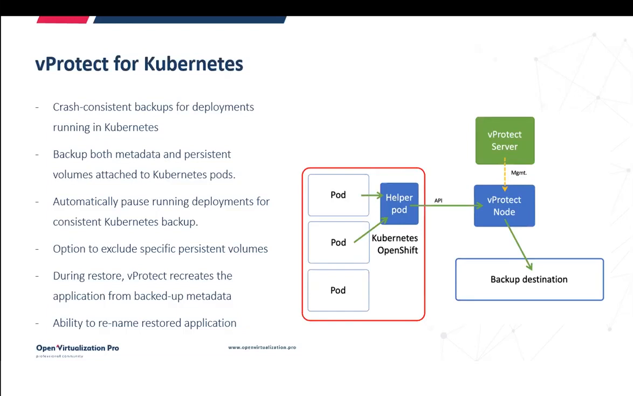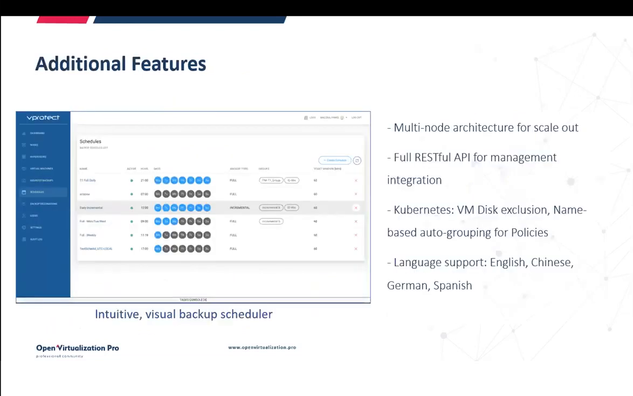Whatever you'd want that new application to be stored as, you can provide a new name for that during the restore process. Now, before passing this along to Marcin for the product demonstration, I just wanted to point out a few additional features of vProtect that I think are important specifically for the Kubernetes workload.